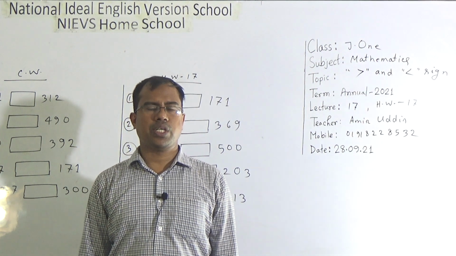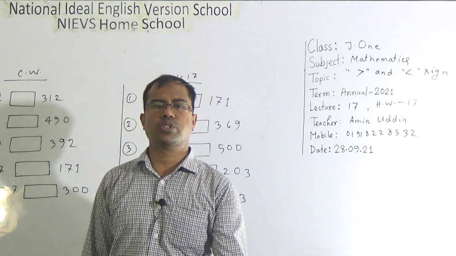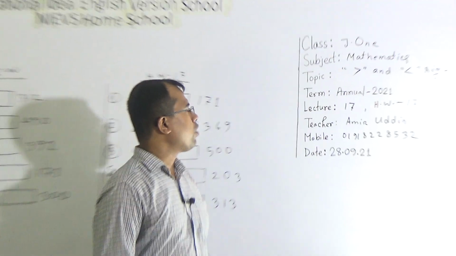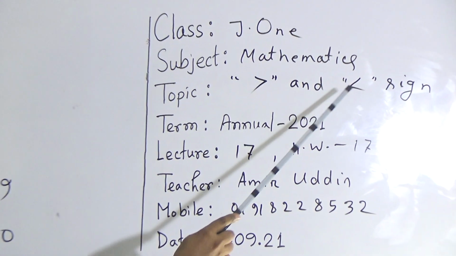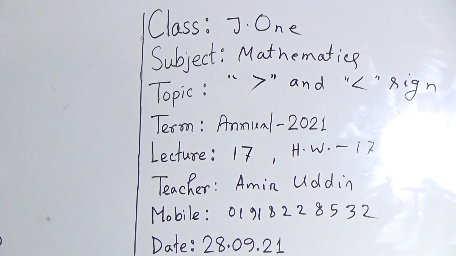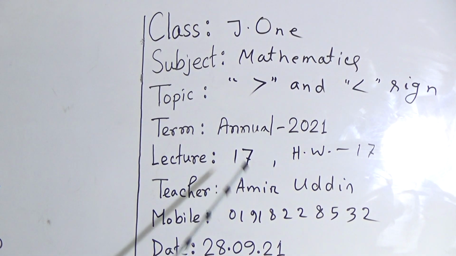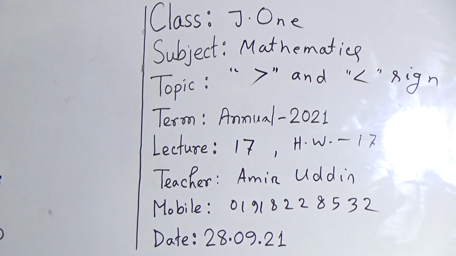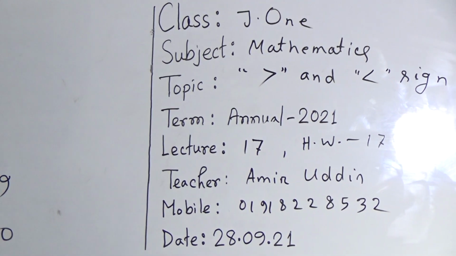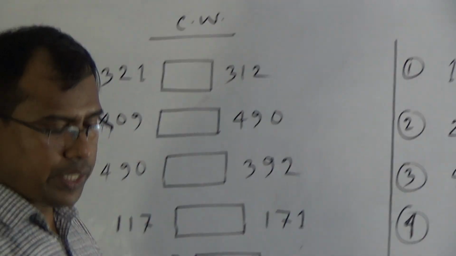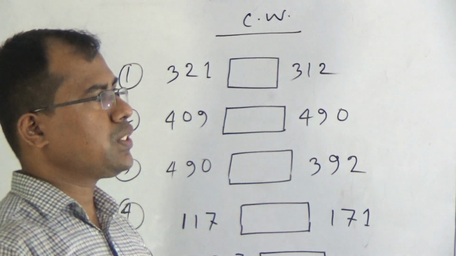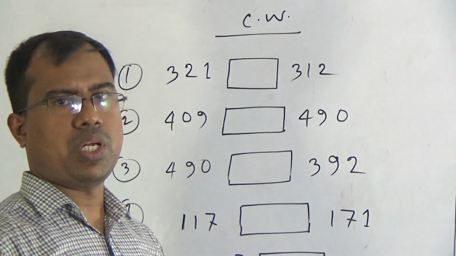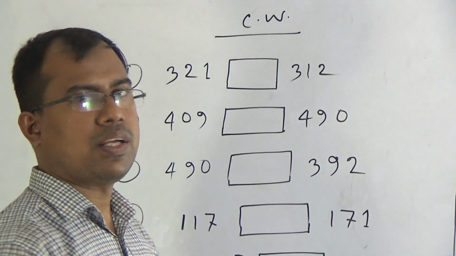Dear students, today I am going to take a math class for the students of Junior 1. Our today's topic is greater than and smaller than sign. This is lesson number 17 and HW number 17 also. Dear students, let us start our today's class. At first we want to introduce two symbols. One is the greater than symbol and another is the smaller than symbol.